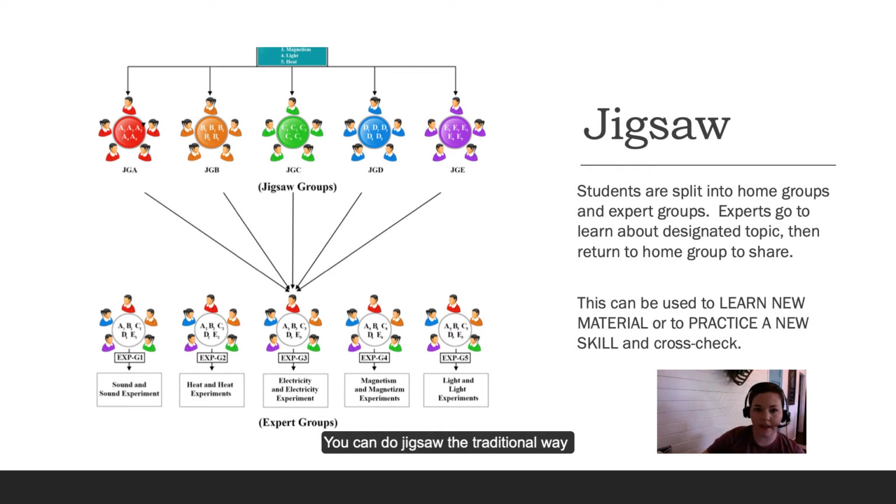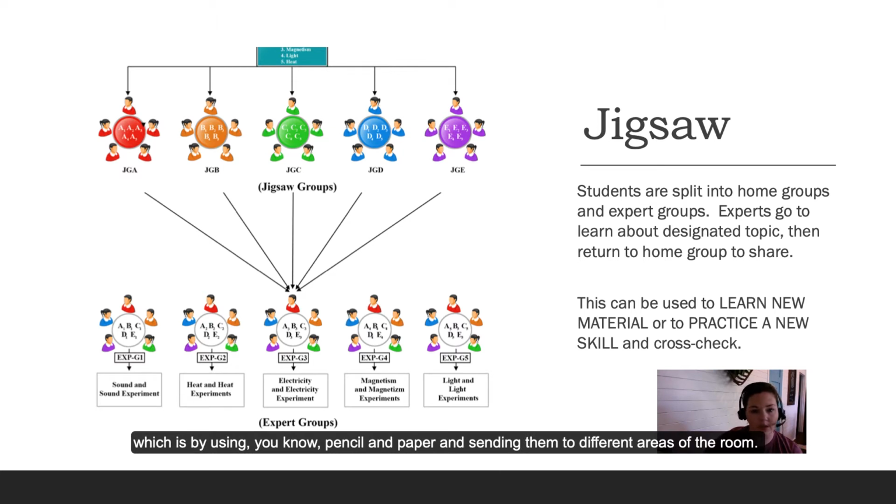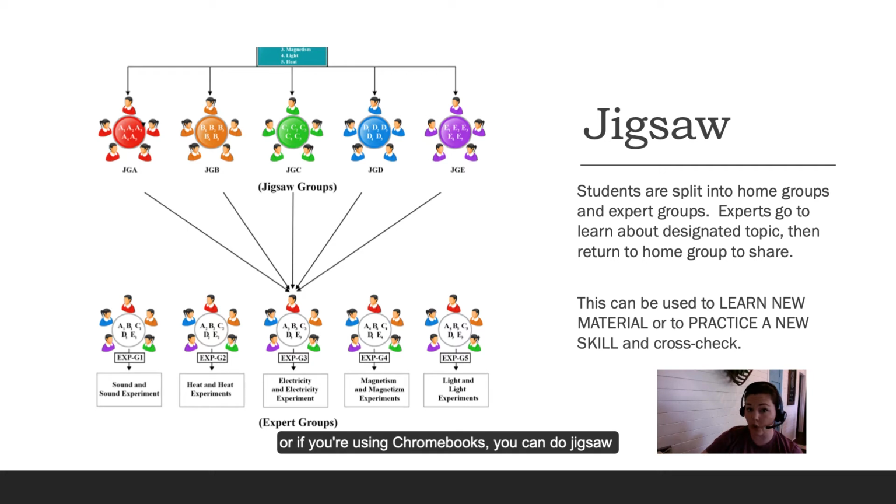You can do Jigsaw the traditional way, which is by using pencil and paper and sending them to different areas of the room. Or if you're using Chromebooks, you can do Jigsaw digitally now, where they share a common graphic organizer in like Google Classroom, and then you send your experts to different groups to go read and then come back and fill in that home group graphic organizer together.